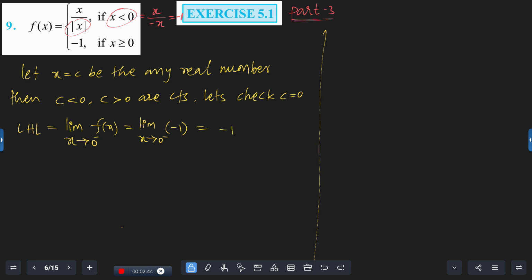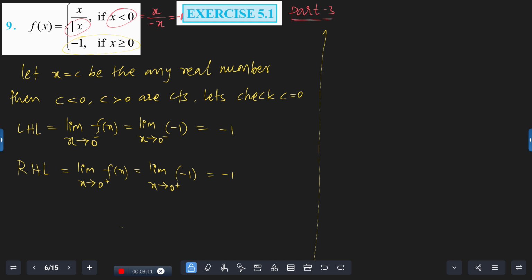That's it. Understand? Now RHL, the right hand limit, is equal to limit x tends to 0 plus f of x. What is f of x when 0 and above? For 0 and above they have already given minus 1. So minus 1. We cannot apply anything, so write minus 1.